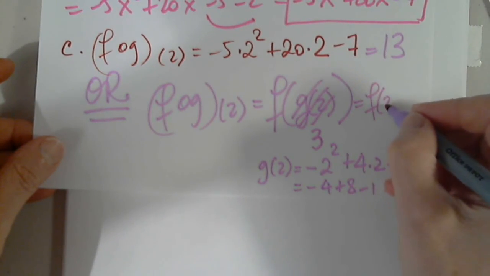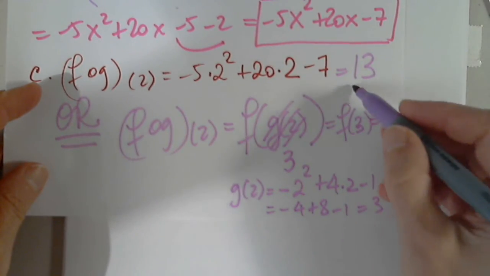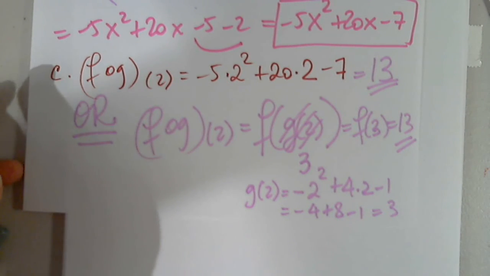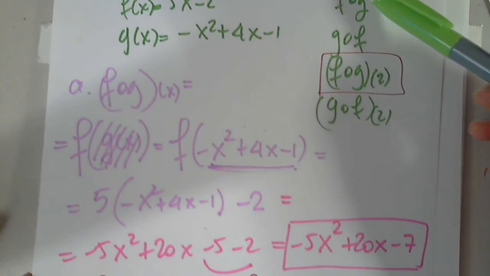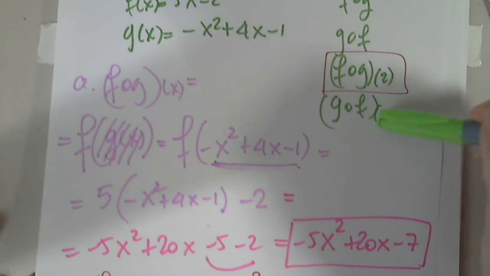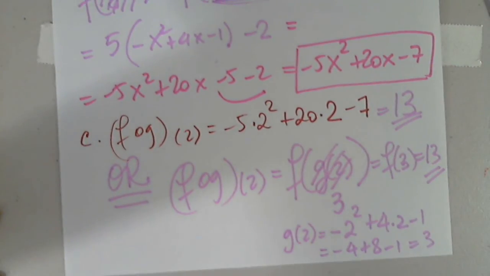So then I have to find f of 3. No problem. 5 times 3 is 15 minus 2 is 13. Of course, I had to get the same answer. So this is another way of determining (f∘g)(2). Okay, we completed A and C. Now let's do B and D, (g∘f)(x) and (g∘f)(2). Okay. I still need this handy.